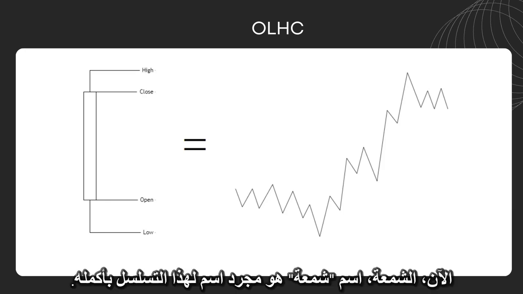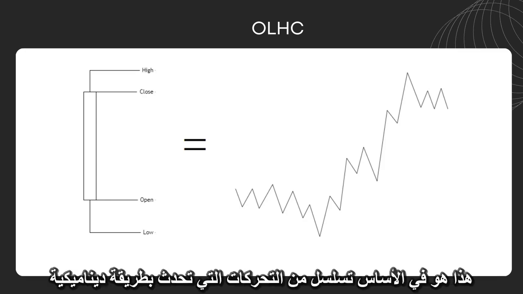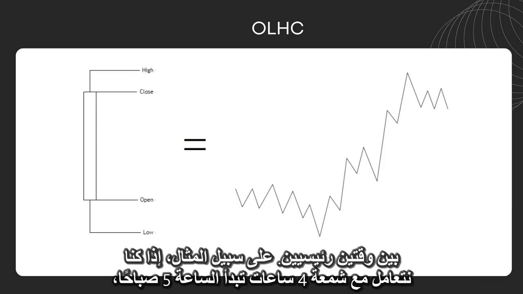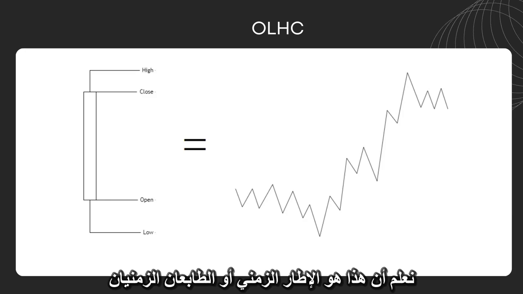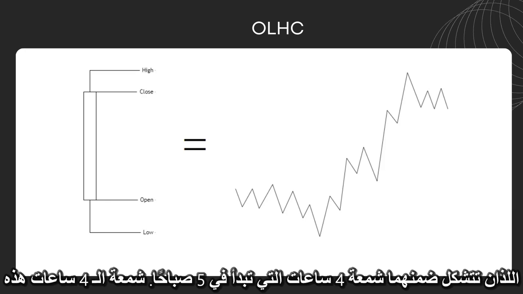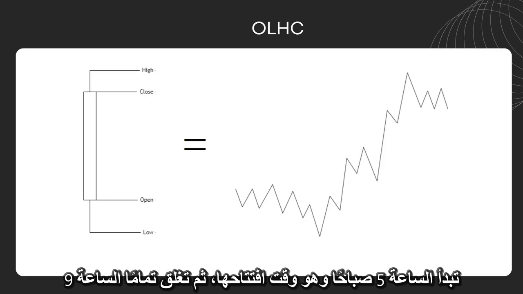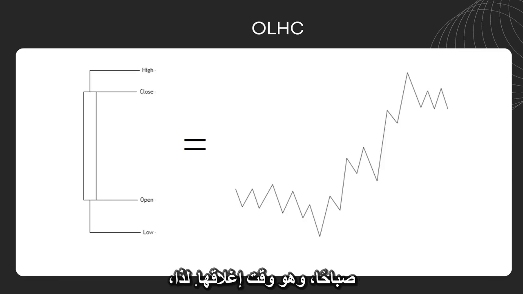Now the name candle is just a name for this whole sequence, right? This is basically a sequence of moves which happens in a dynamic fashion between two key times. For example, if we are dealing with a 5 a.m. 4-hour candle, then we know that this candle forms within two timestamps. This 4-hour candle starts at 5 a.m., which is its opening time, and then it closes at 9 a.m., which is its closing time, right?